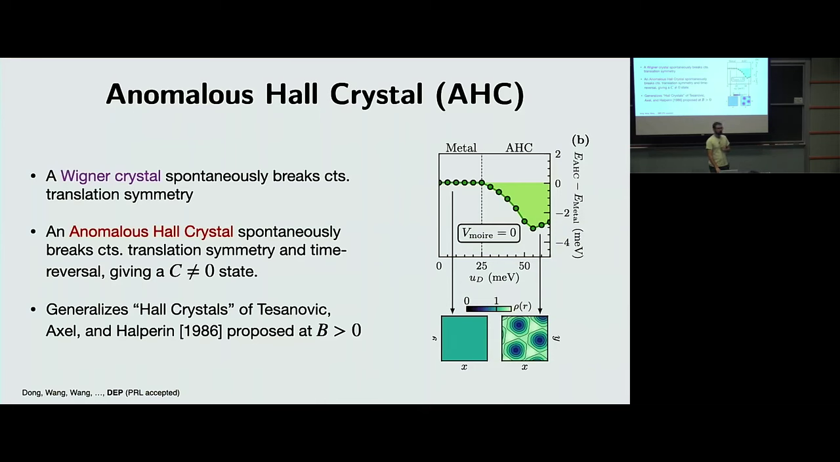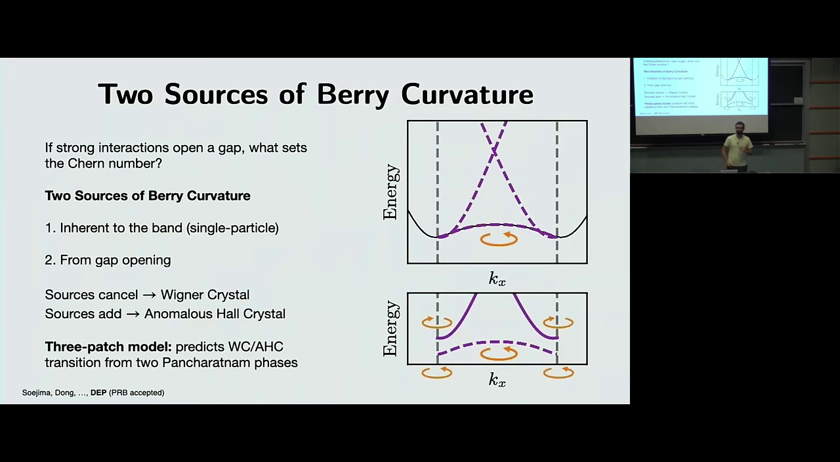So to actually have such a phase arise, you need very strong interactions. But let's put that problem aside for a second and think about what sets the Chern number. So let's assume for a second that interactions are very strong and are going to open up a gap. In that case, are we going to get a Wigner crystal or a Hall crystal, an anomalous Hall crystal? So to understand that, I want to note that there are two sources of Berry curvature. There's the Berry curvature inherent to the band, to start off with.